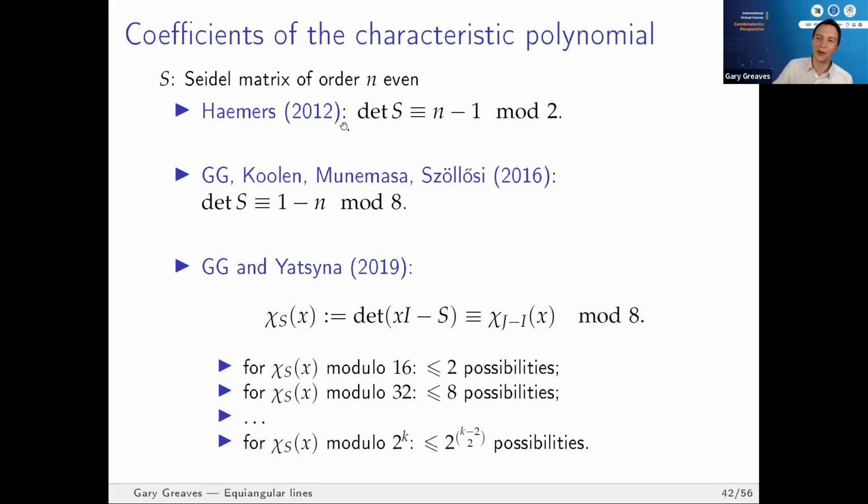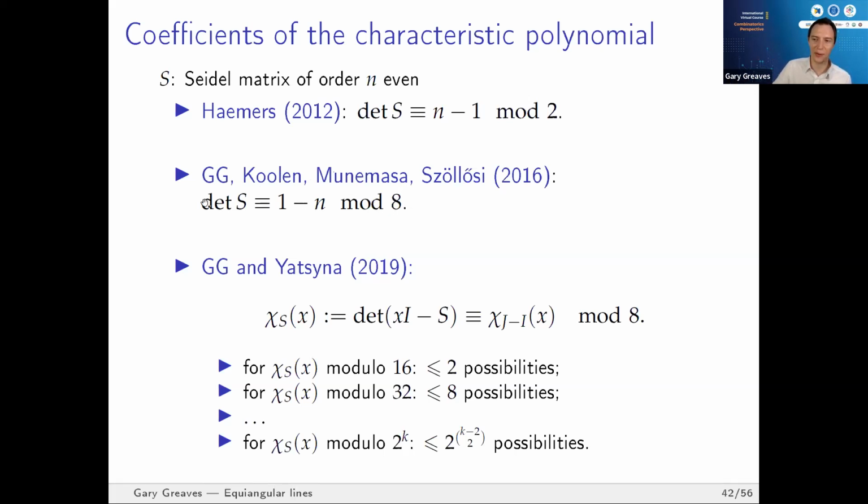I attribute the first observation back to Greaves in 2012, who observed that the determinant of a Seidel matrix is congruent to n minus 1 modulo 2. So if you know the order of a Seidel matrix, you can figure out if its determinant is odd or even, essentially. And in 2016, we pushed this a bit further to modulo 8. In fact, a similar thing is true: 1 minus n is the determinant modulo 8.